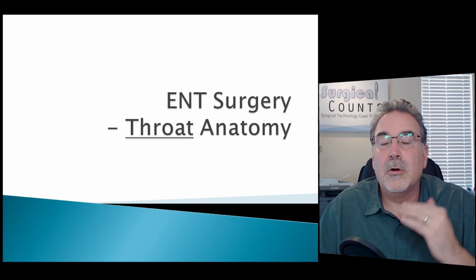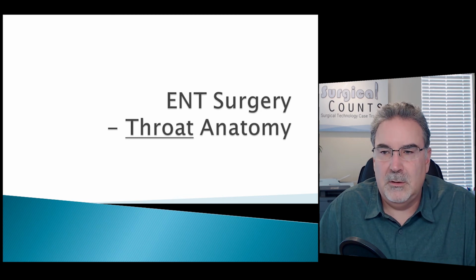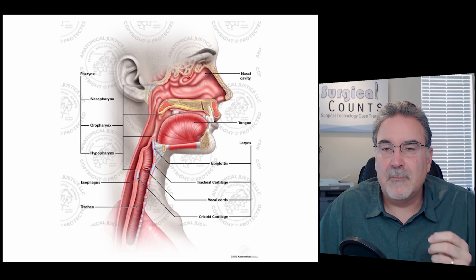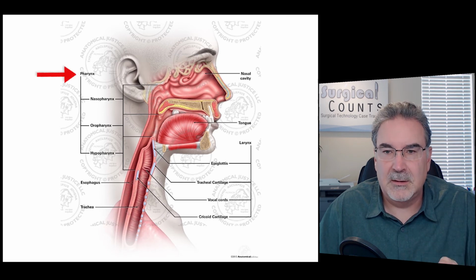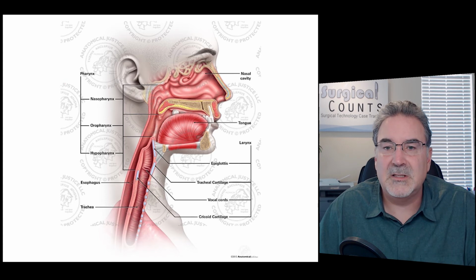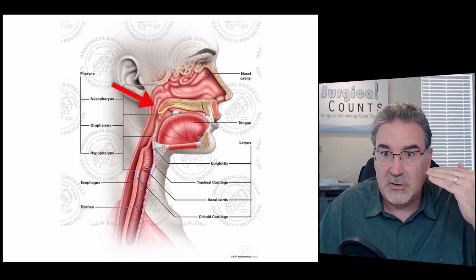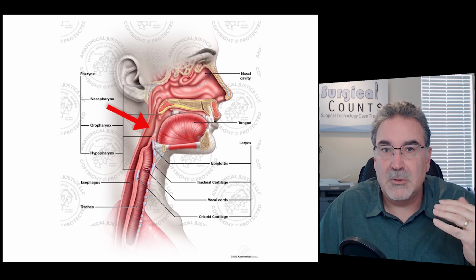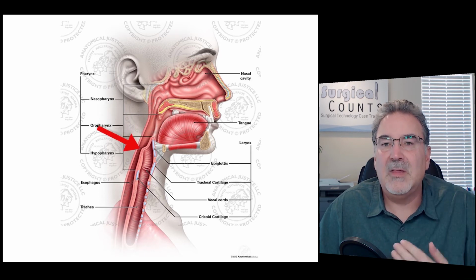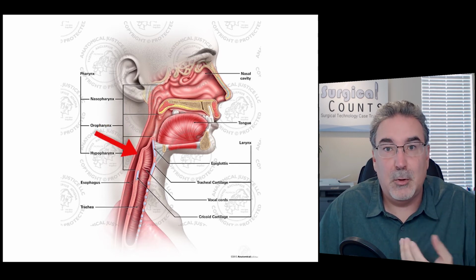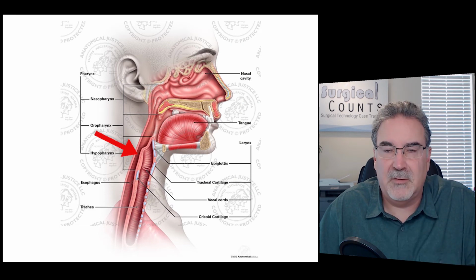A little bit lower in the skull, we come to the throat. Let's take a look at some of the anatomy of the throat. The high-class term for the throat is the pharynx, and the pharynx is made up of three sections. We have the nasopharynx, which is near the nose. We have the oropharynx, which is near the mouth. And then we have the laryngopharynx, or the hypopharynx, which is the lower pharynx of the throat.